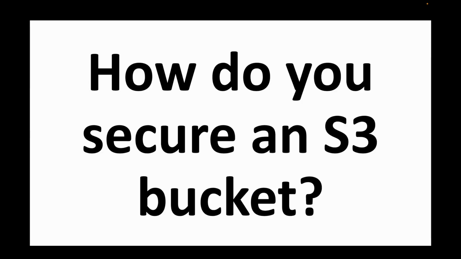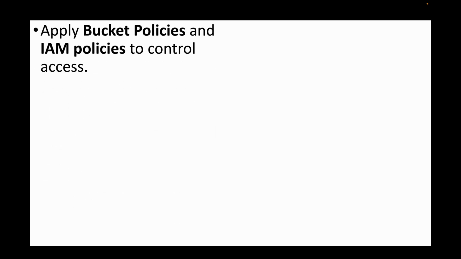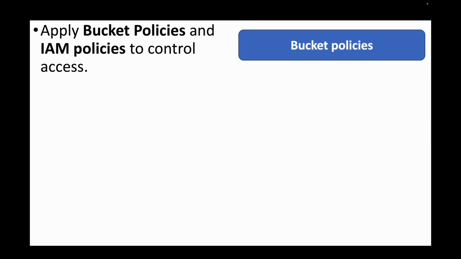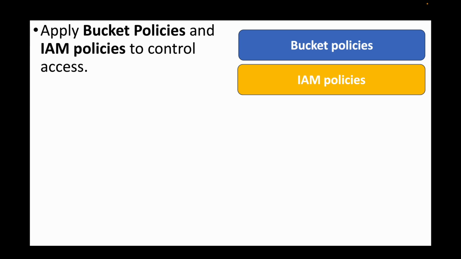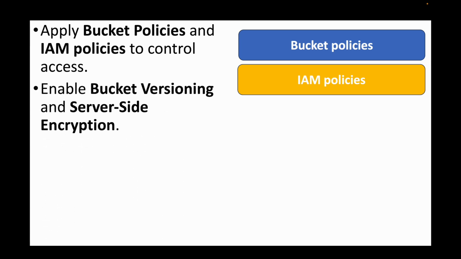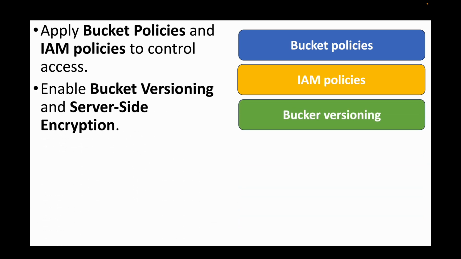The next question we have is, how do you secure an S3 bucket? So to secure an S3 bucket, we can enable bucket policies. We can also make use of IAM policies for more controlled access. So at the bucket level, you can make use of your bucket policies. You can also make use of your IAM policy, which can be used to control the access to your S3 bucket. We can also enable bucket versioning, like if you want to avoid accidental deletion of your data.